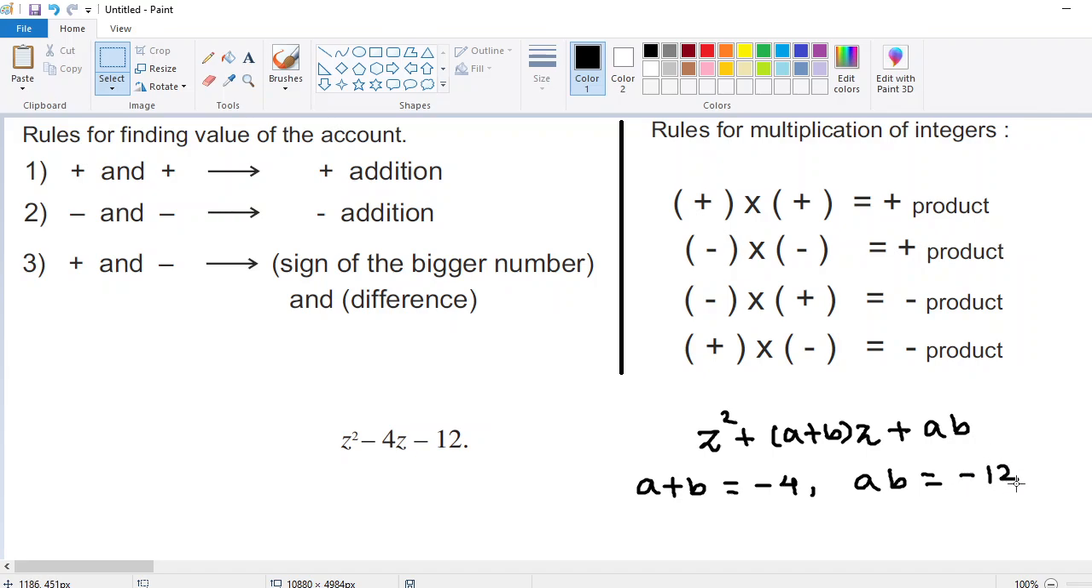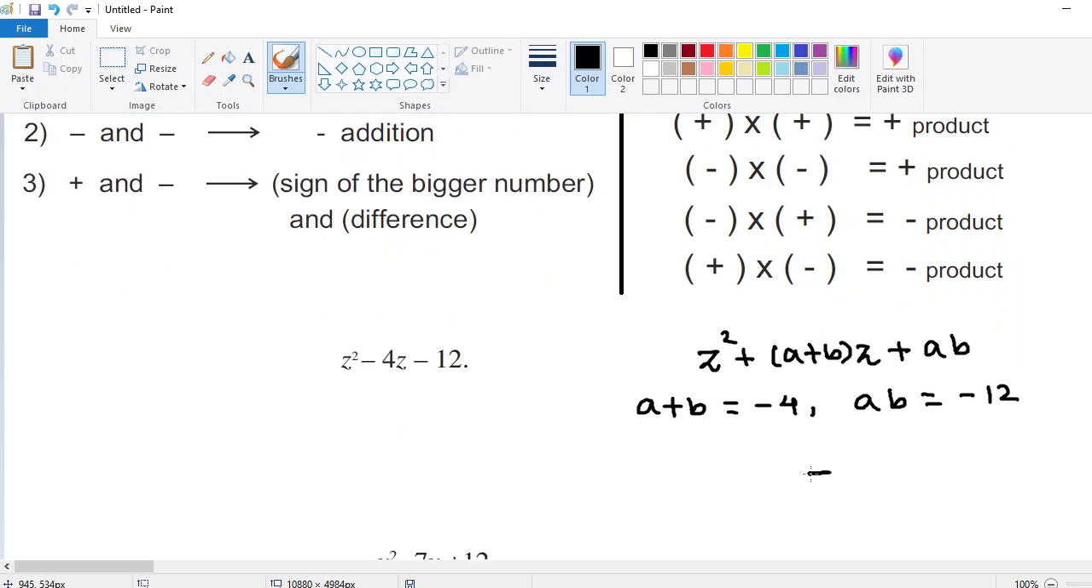Now as we have a negative product, the product is negative if the signs are different. So the numbers which we are finding will have different signs. One will be positive and one will be negative. So I am going to write it like this: no change in the first and last term. We are going to make two parts of this −4z, and one of them will be negative and the other will be positive. Now in addition and subtraction, if the signs are different, then we perform subtraction or difference.